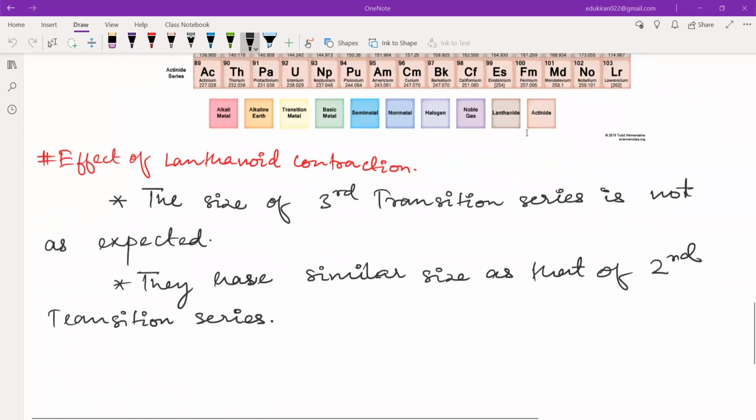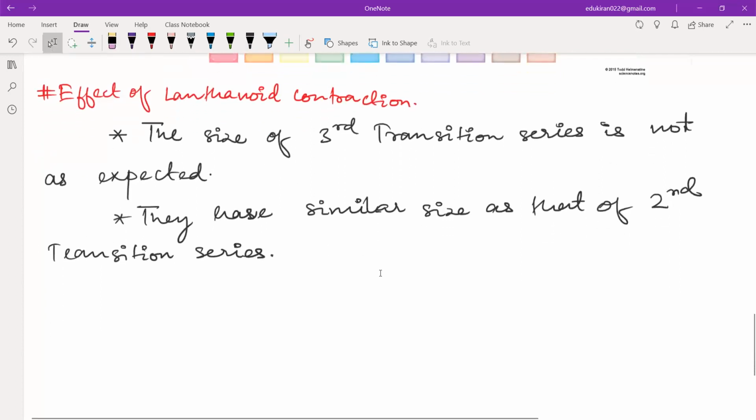Now, this is the effect of lanthanide contraction on other elements. You can have a direct question like this: what is the effect of lanthanide contraction on other elements? So here, the third transition series elements are affected. Now, what is the effect of lanthanide contraction on the elements of lanthanides themselves?